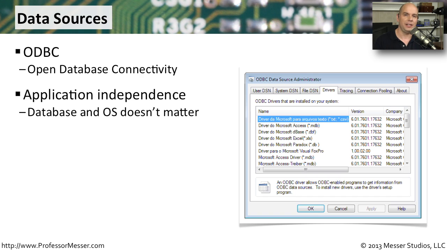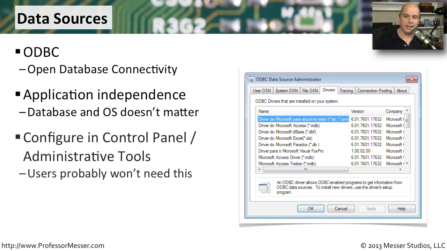ODBC is a translation that occurs between your application and a database so that you don't have to write your application to use any particular kind of database. You can simply have your application use ODBC to talk to whatever database you happen to be using.